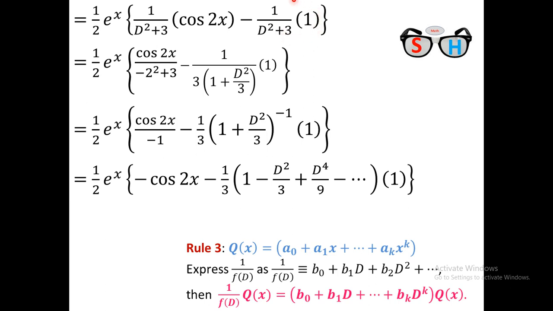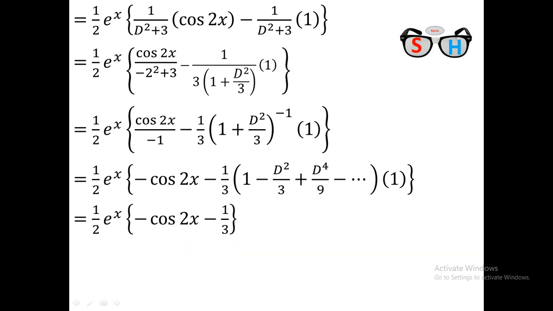I told you this will be minus 1/3 of 1. You can take the result from this in just one step, or you can explain it in that approach. This is the same: minus 4 plus 3 minus 1, that is minus 3, so minus 1/3. Therefore half of e to the power x minus cos 2x minus 1/3. Now I take common minus 1/3 from that, or just simplify, this will be minus 1 by 6 e to the power x (3 cos 2x plus 1). This is the particular integral of the given differential equation.